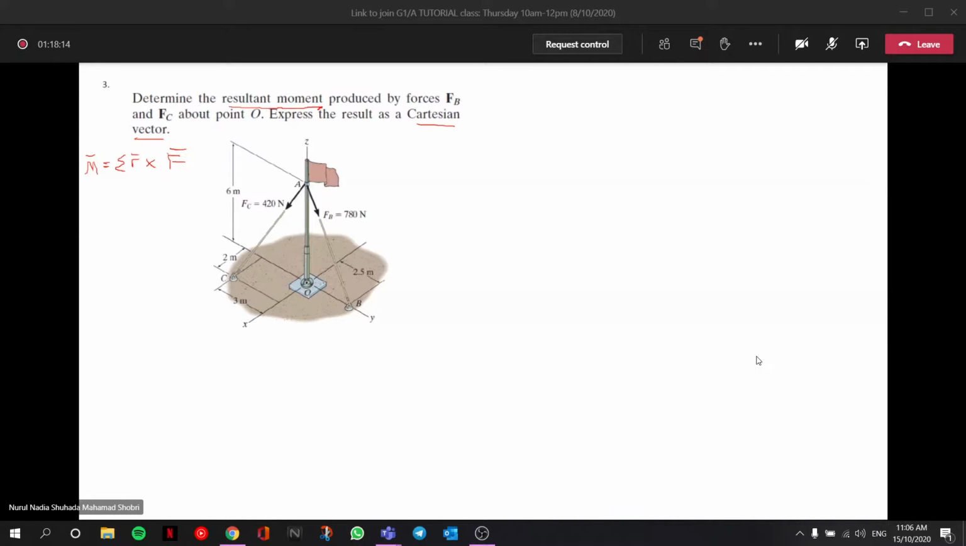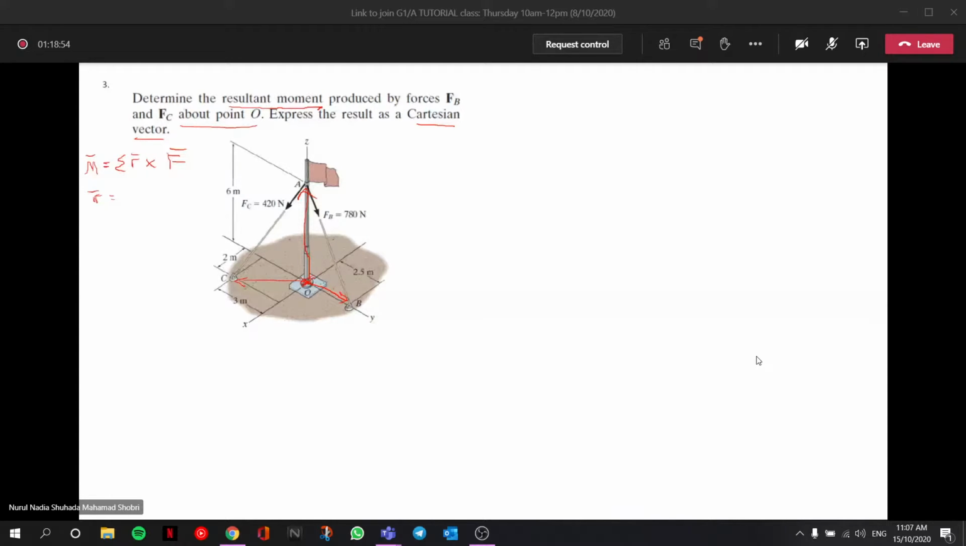Since it wants the moment about point O, which is here, for our R vector about point O you can either use ROC, ROB, or ROA. So you have choices here. Any value of R would result in the same value of the resultant moment, so you don't have to worry about that.